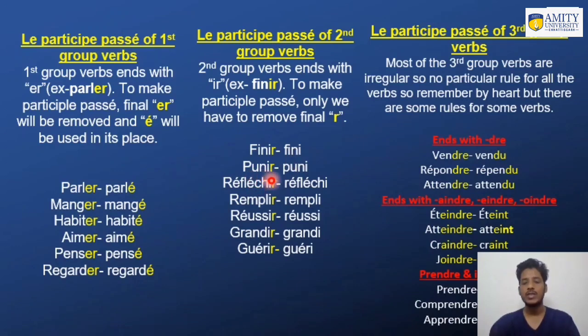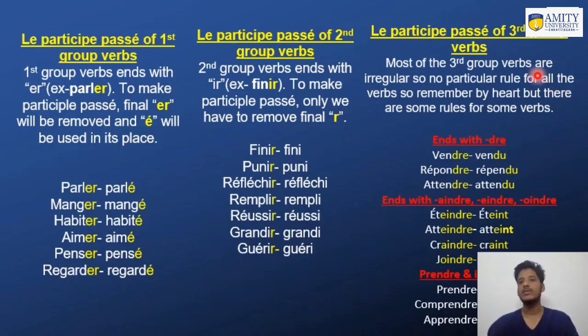Punir. What is the ending? R. Remove r. Puni, puni. Réfléchir, r is removed, réfléchi. Remplir, rempli. Réussir, réussi. Grandir, grandi. Guérir, guéri. This is the way to make the participe passé of second group verb.